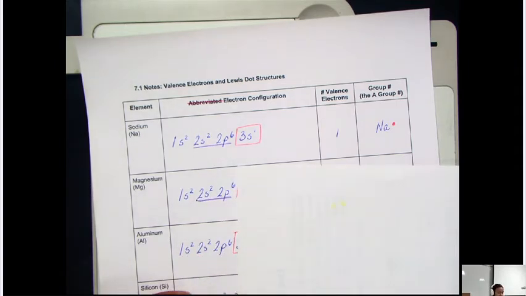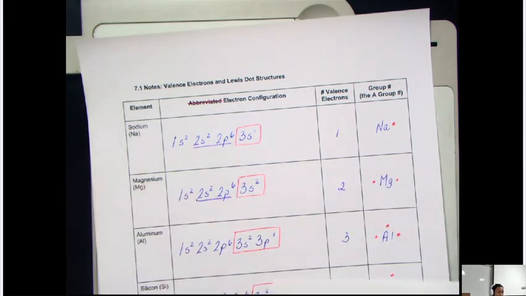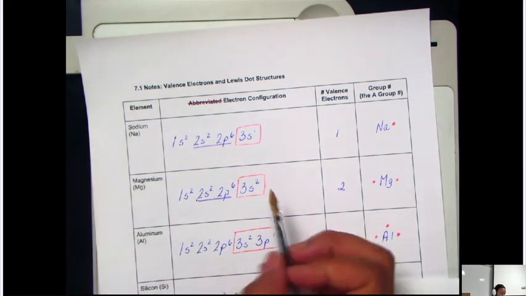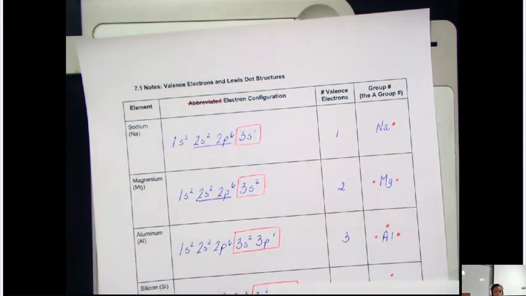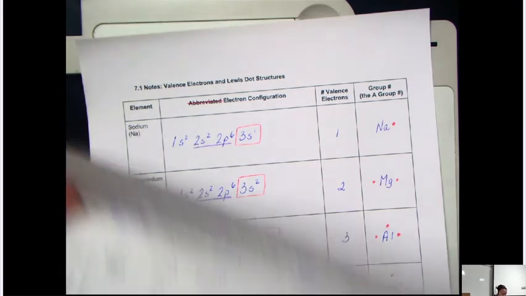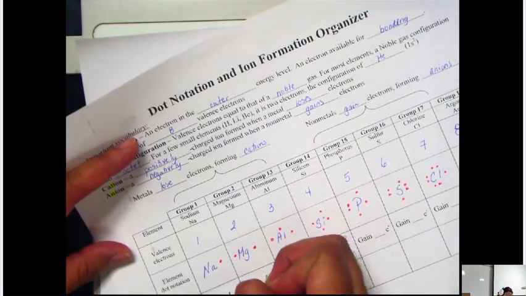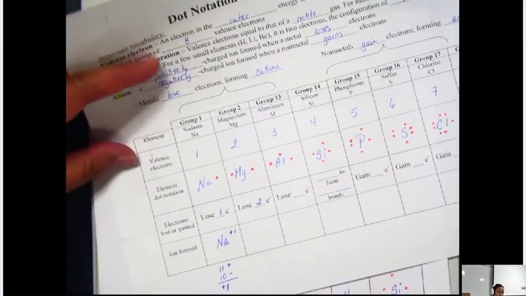So what would it be easier to do? Gain 6, add on 6, or lose 2? Remember, the smallest number is your answer. It's going to lose 2. So lose 2 electrons.